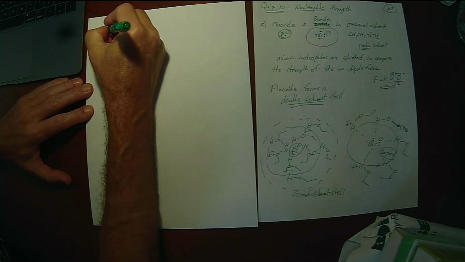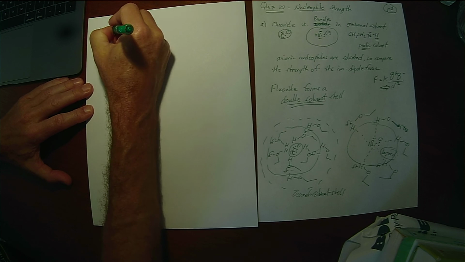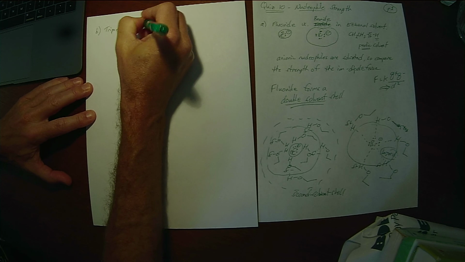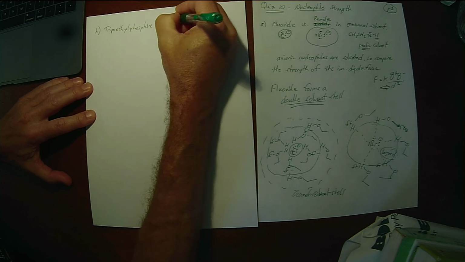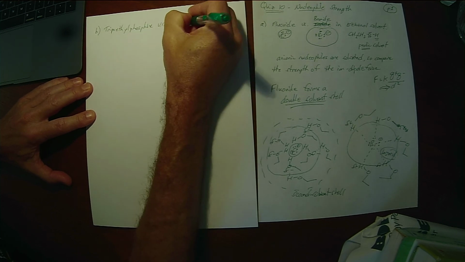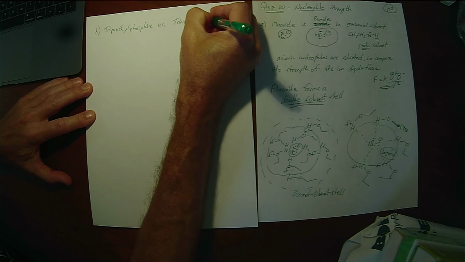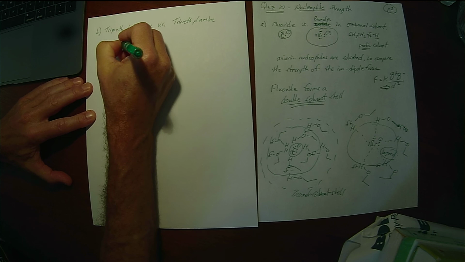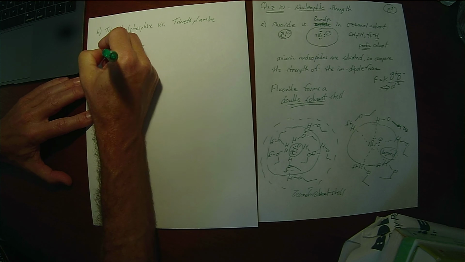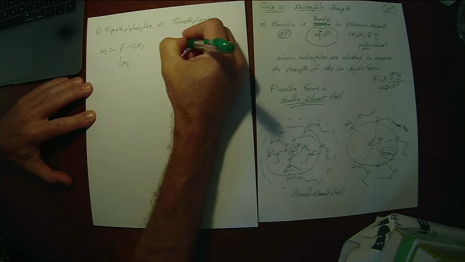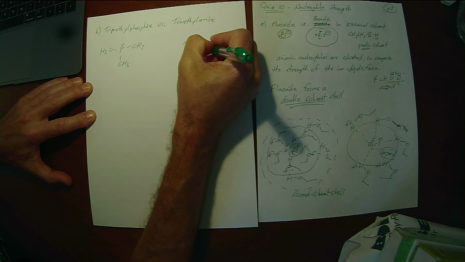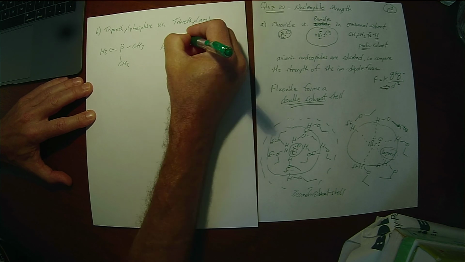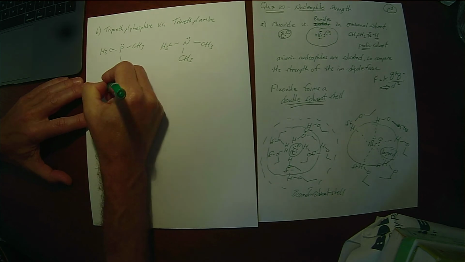Part B, you're working with trimethylphosphine versus trimethylamine. So that's phosphorus with 3 methyl groups attached, and a lone pair, versus nitrogen with 3 methyl groups and a lone pair. Right? These are neutral nucleophiles.